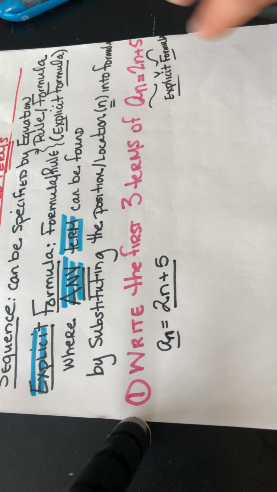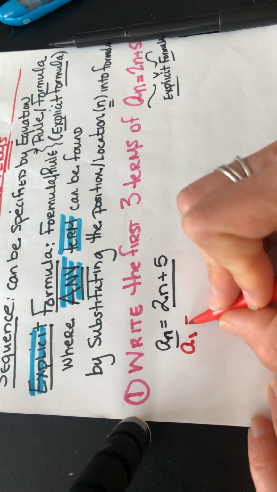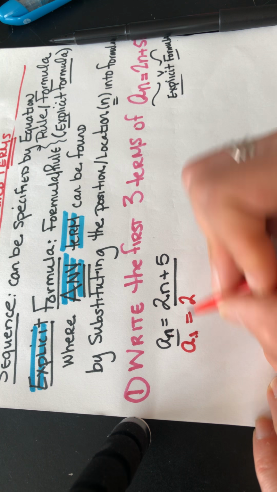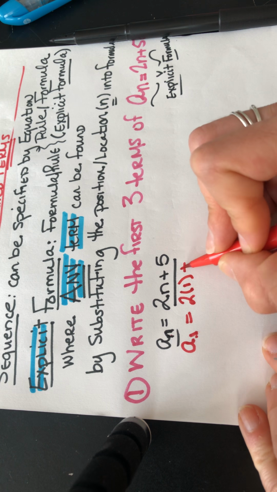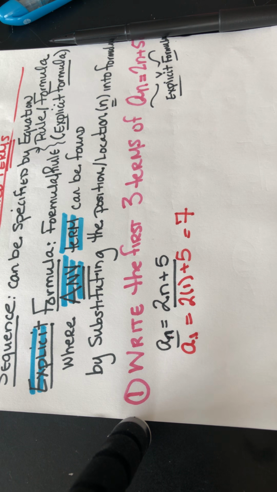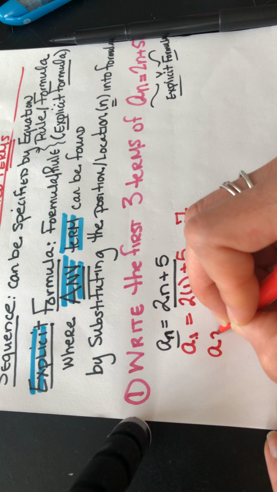When using this formula, if I want a sub 1, all you're doing is replacing n with 1. Hence the n, the 1. So 2 times 1 plus 5 is 7. Okay? Let's find a sub 2.